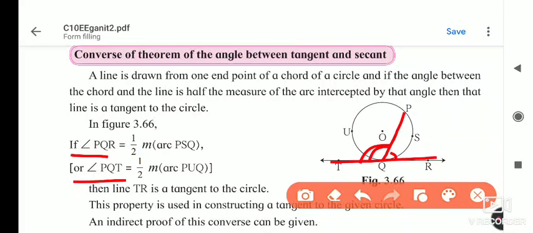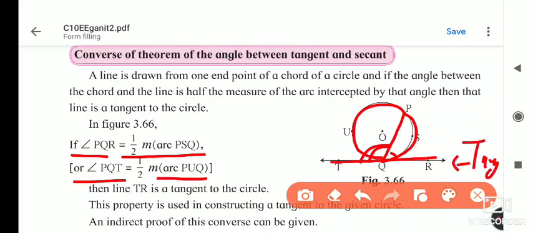It is half the measure of the arc. PQR is half of PSQ, and PQT is half of PUQ. If such a situation is there, then the arc intercepted by the angle and the line, then this line is a tangent, meaning TR is a tangent. That is the converse theorem of the angle between tangent and secant.